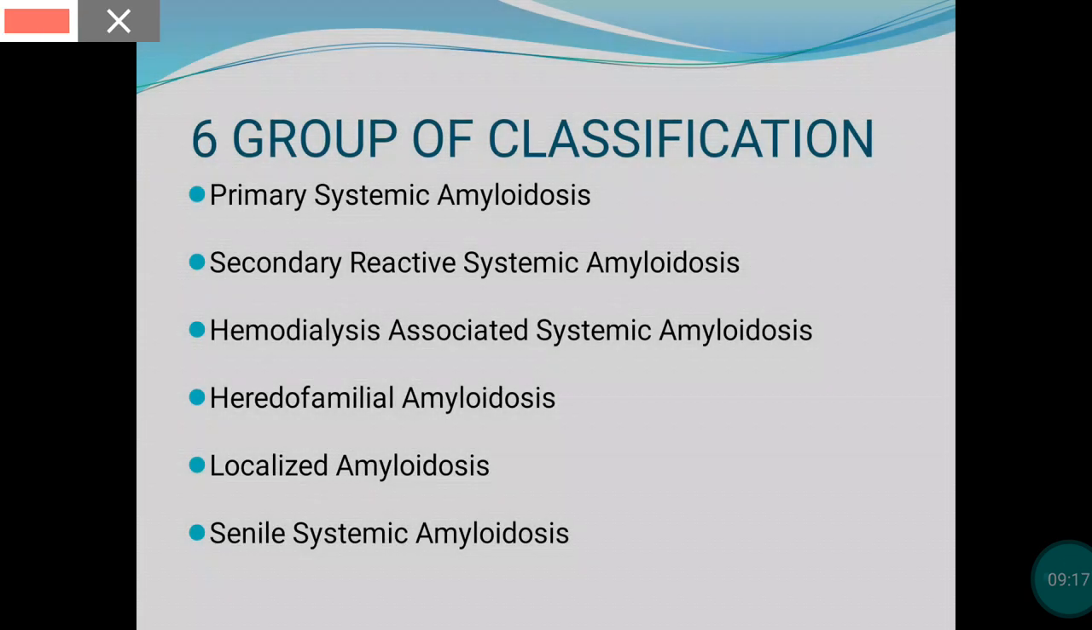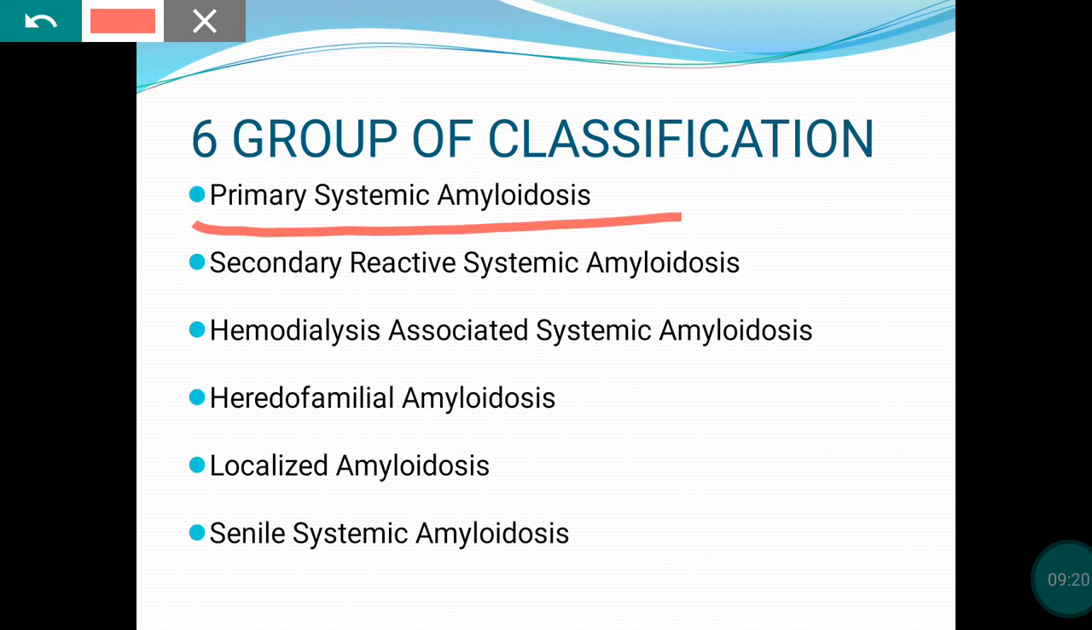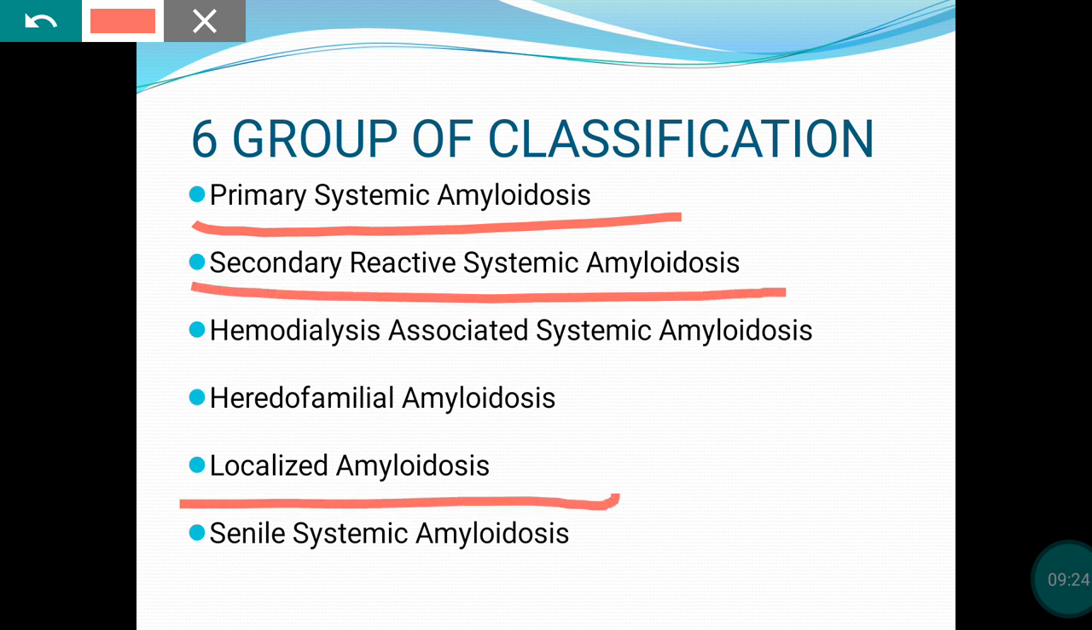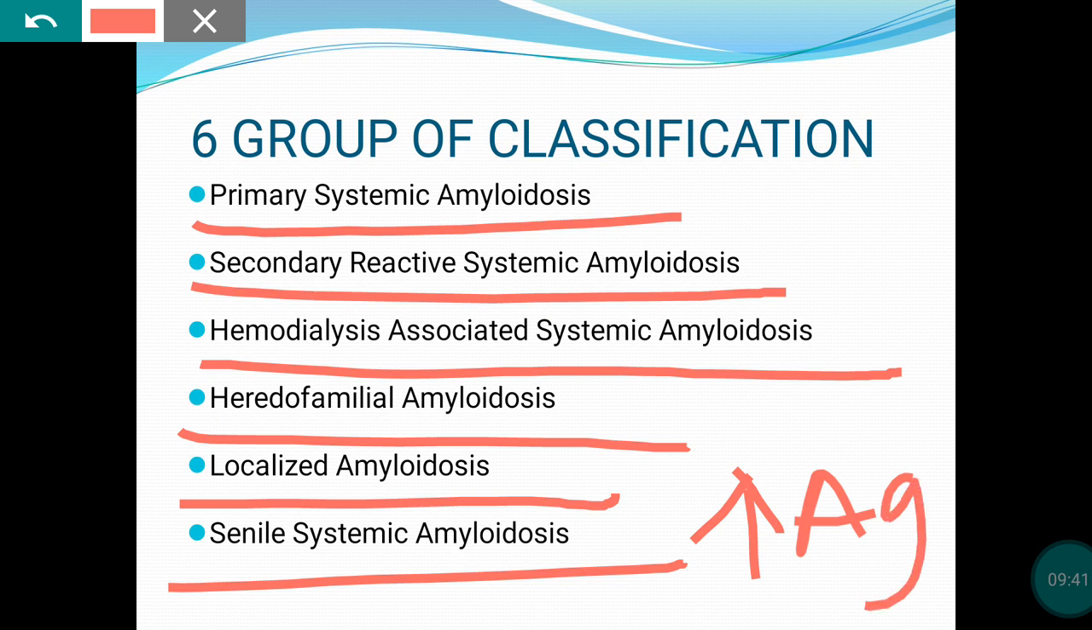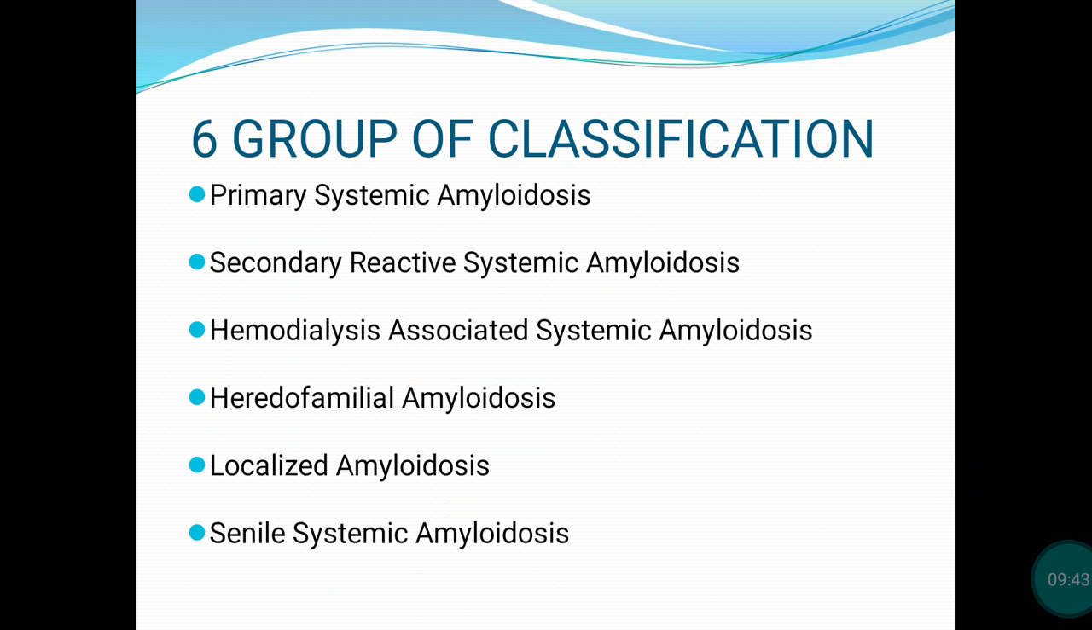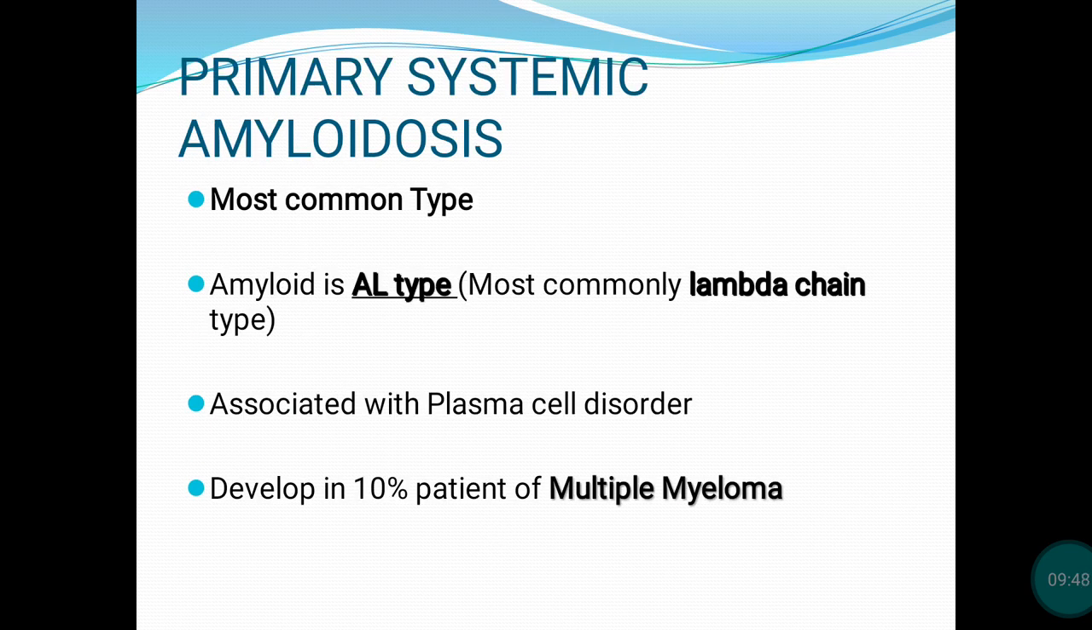Now, it can be primary systemic or secondary systemic. Another one, it can be localized. Or it can be hemodialysis associated systemic amyloidosis. The another variety is Heredofamilial Amyloidosis that runs in the family. And finally, senile systemic amyloidosis. That is seen with the advanced age because of increased age. So this is the basic 6 group of classification of amyloidosis.